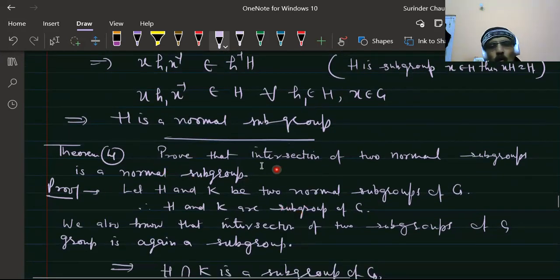Next remains to prove that the intersection of two normal subgroups is a normal subgroup. Prove that the intersection of two normal subgroups is a normal subgroup. Given: let H and K be two normal subgroups of group G.